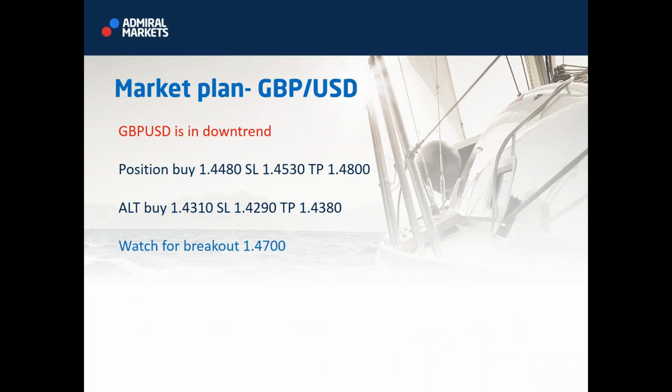Pound dollar is in a downtrend, 44.80 positional buy, 45.30 is stop loss. Sorry, this is a mistake. So this is a sell, guys. Wait, I will correct this. This is a typo. Okay, give me just a couple of seconds. I will correct this. So this is a sell position. So sell position here, and it should be red.